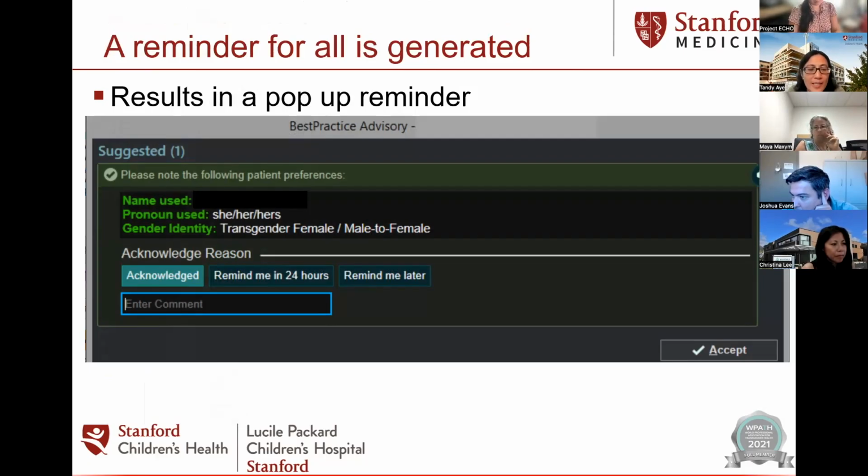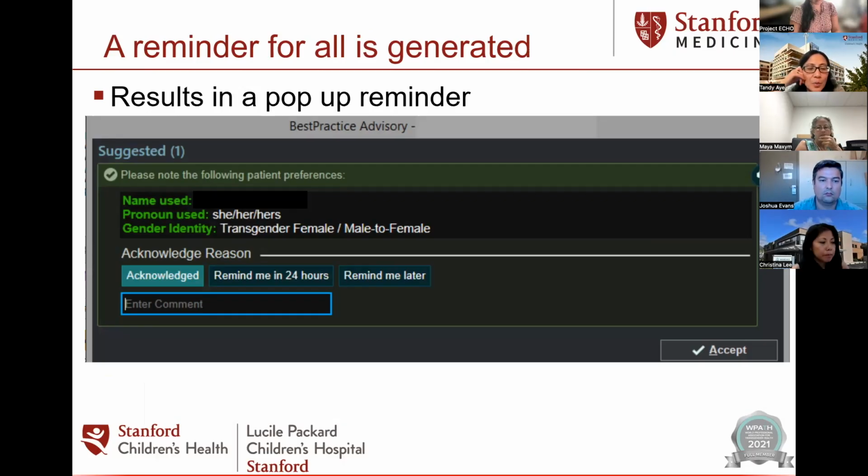Of course, for HIPAA reasons, I have it blacked out here, but the correct pronoun, their gender identity is there, and you have to physically acknowledge it. And only by doing that, the box goes away. So it's just a reminder to get it done correctly.